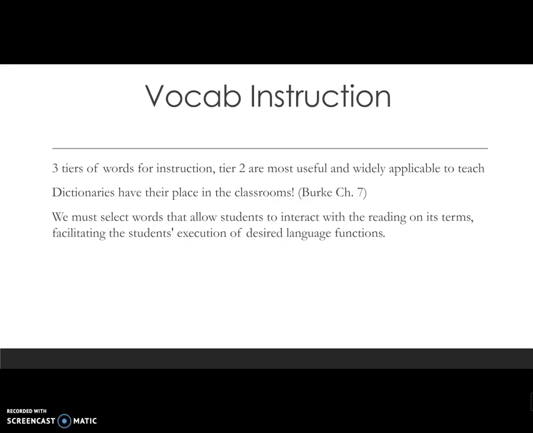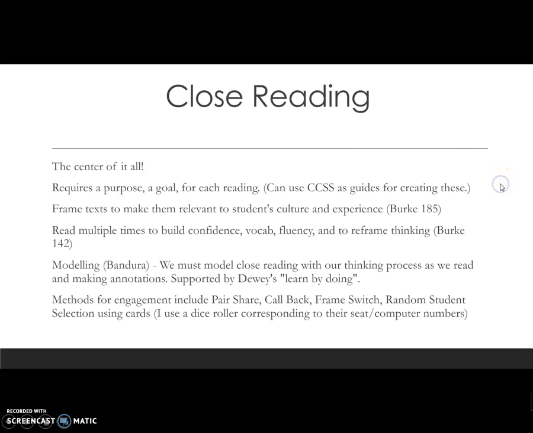We must select words that allow students to interact with the reading on its terms, facilitating the student's execution of the desired language function. So what vocabulary do we need to give the students to allow them to have a conversation with the text that they're working with, and then in turn converse about that with students and teachers in order to produce the desired language function? Then we've got close reading, the center of it all, which is the center of our ELA schema diagram, if you couldn't tell from my picture, but it was there.